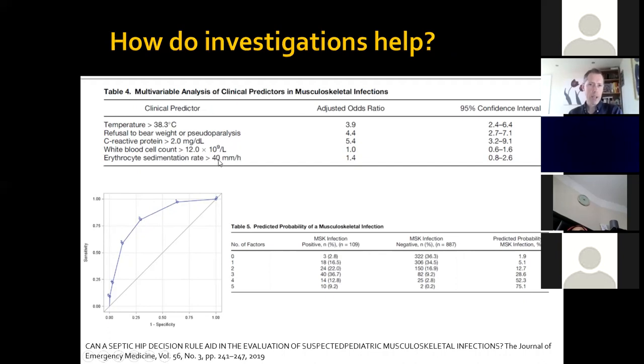White cell count and ESR. And if you have 5 of these features, then the risk of having musculoskeletal infection becomes quite high. But if you only have a combination of 2 or 3 of them, it's relatively low. But what level are we prepared to tolerate in order to say this child needs to have a hip aspirate or similar intervention, which is the gold standard for diagnosis? And you can see from the ROC curve here that this is very far from a perfect test.